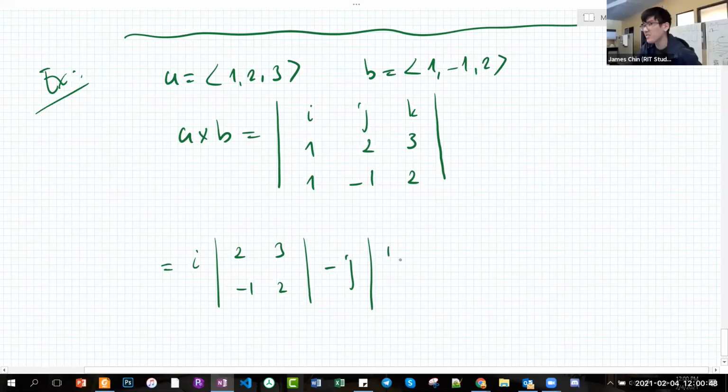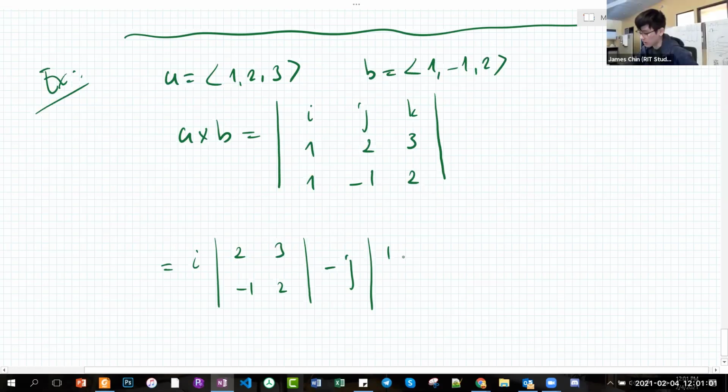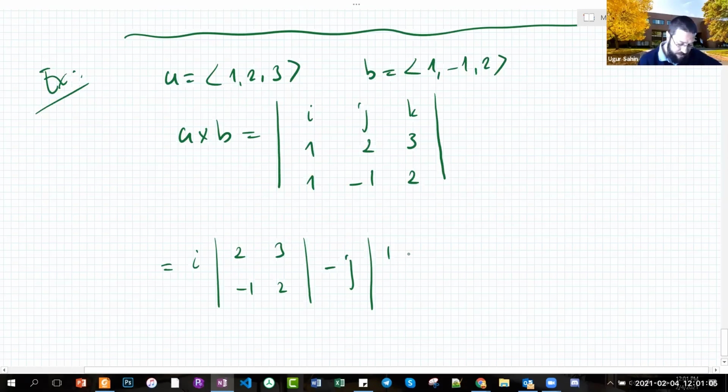Is it 5? But you need to give me a vector, guys. 7i, 1j, -3k. Exactly. Since the cross multiplication is a vector.